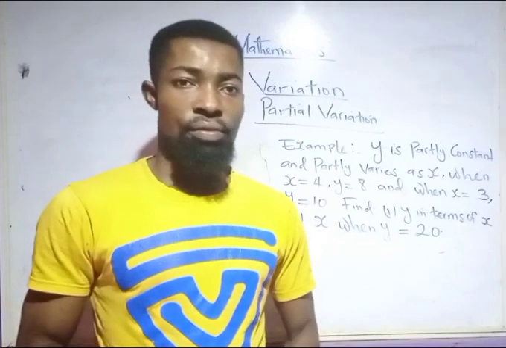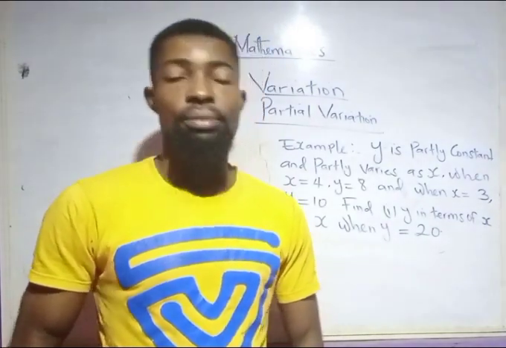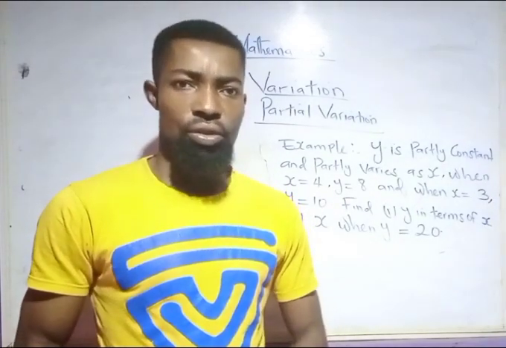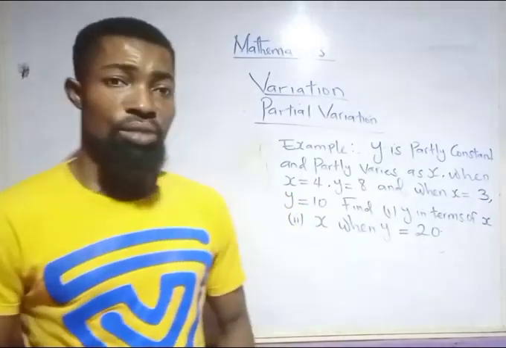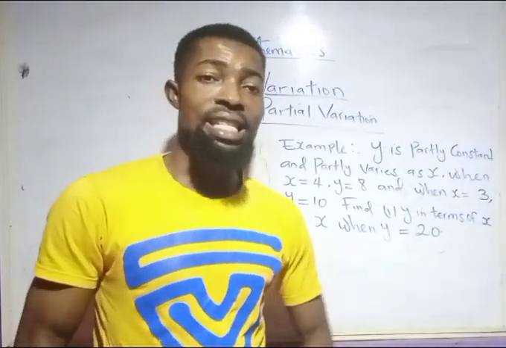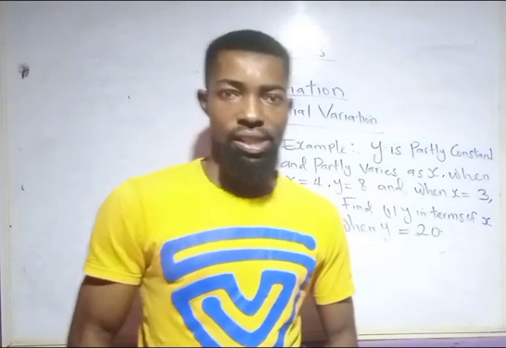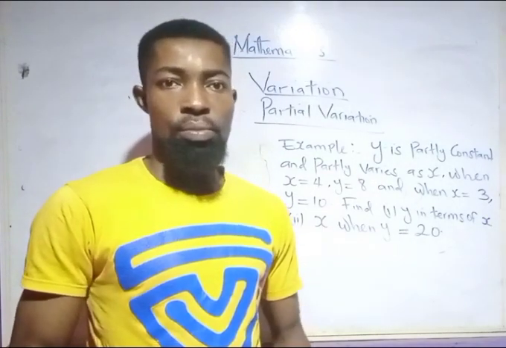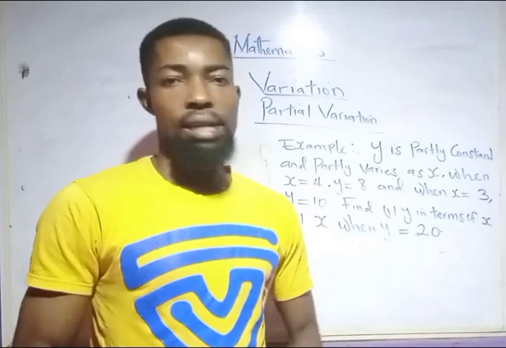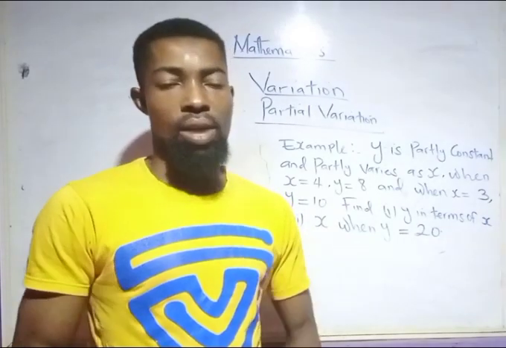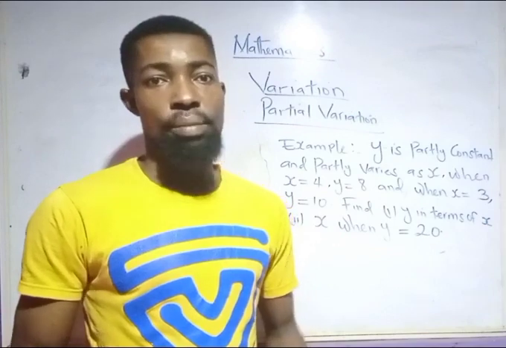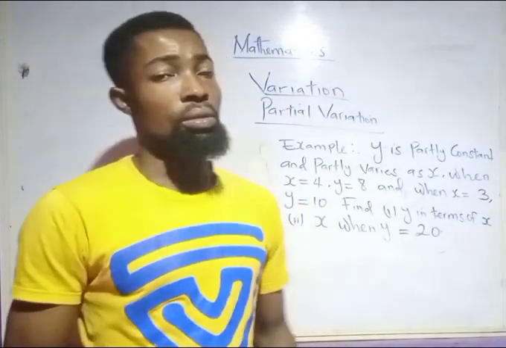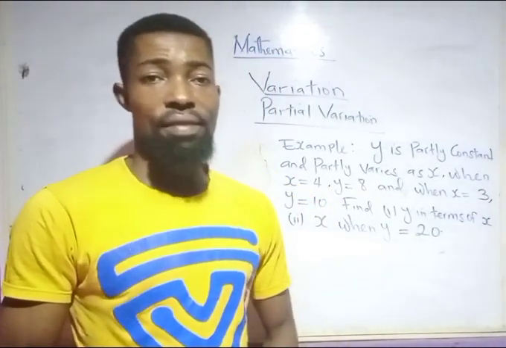But on joint variation, which is the third type of variation, I told you that the combination of direct variation and inverse variation forms joint variation. And this is why the name is joint. Joint variation is the relationship that happens between two or more variables, and it is a combination of the first two, direct and inverse variation. Now we have the fourth one, which is partial variation.